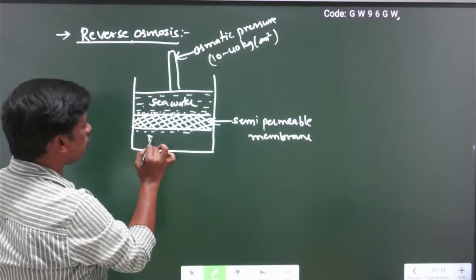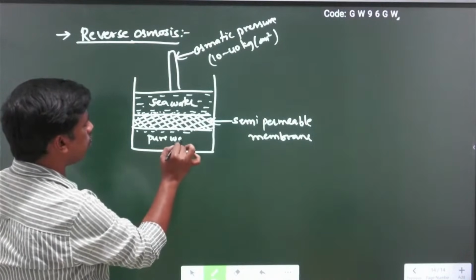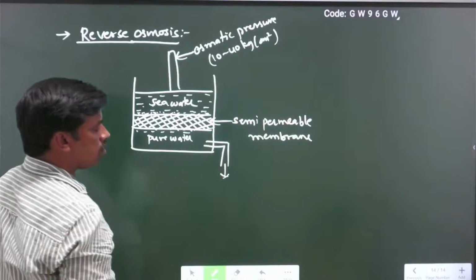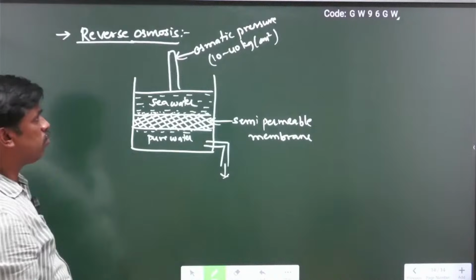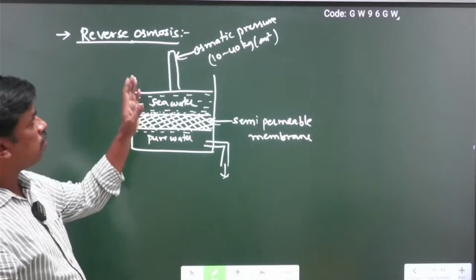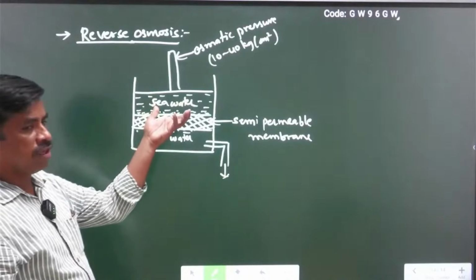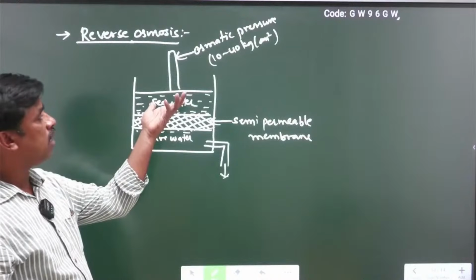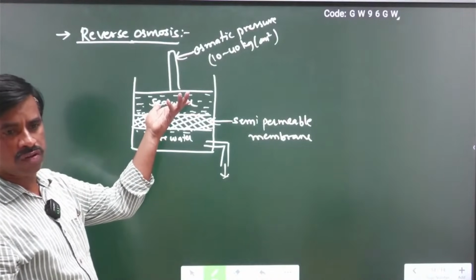Pure water is getting down. It is going to be collected from here. Very simple process. Here is the process of diffusion of solvent molecules from higher concentration, which means seawater contains most of the salt. Highest salt indicates what? More concentration.